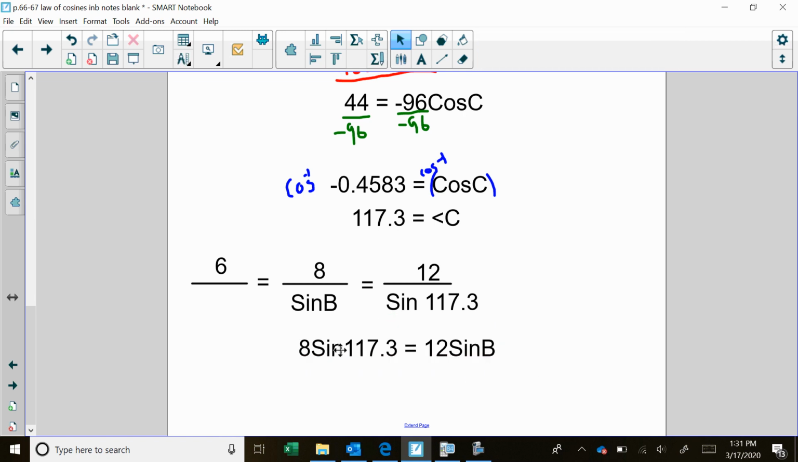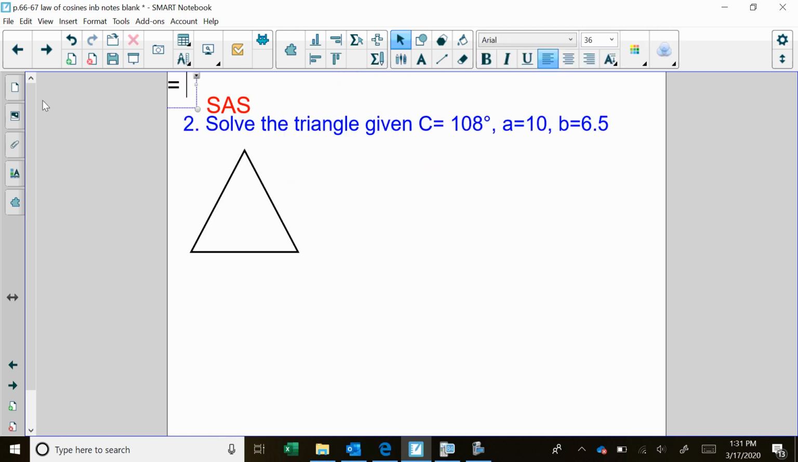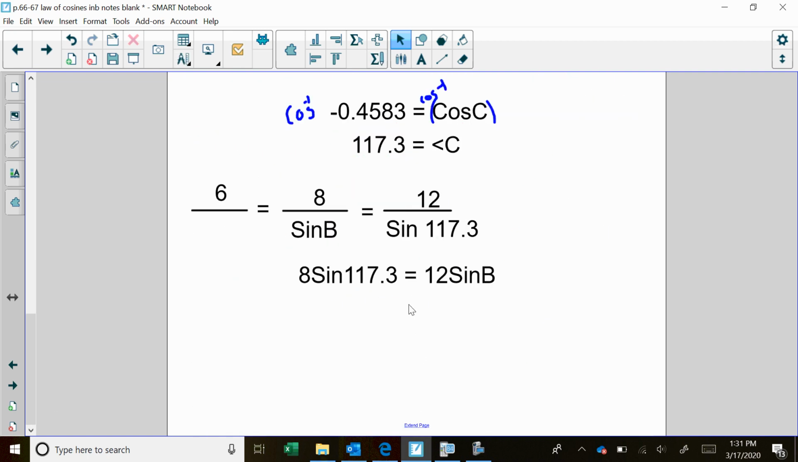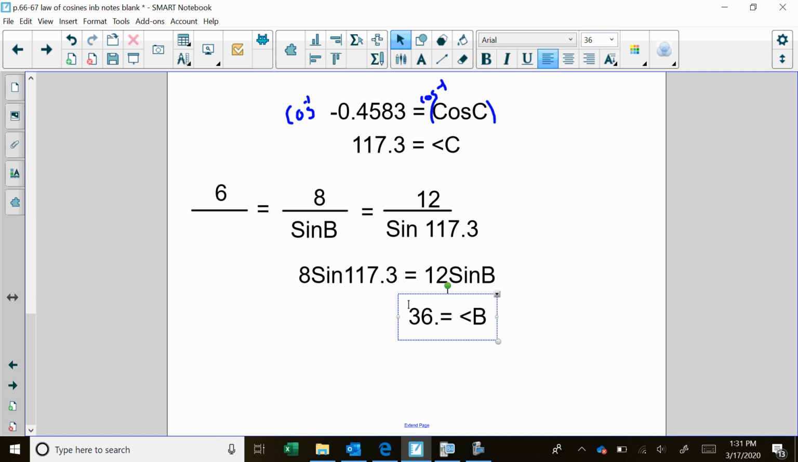We'll divide by 12 and take the inverse of sine. Oops, I don't know what just happened, I just jumped pages. Sorry about that. So right here equals angle B. After a little bit of calculating, that's 8 sine 117.3 divided by 12. Got to take an inverse sine. And angle B will be 36.3 degrees. So that's angle B.